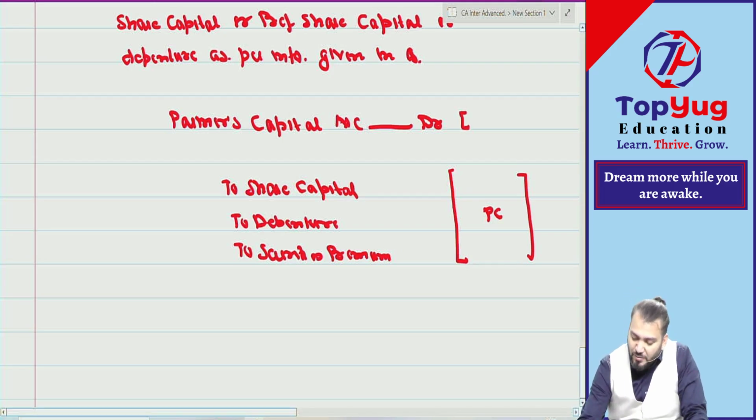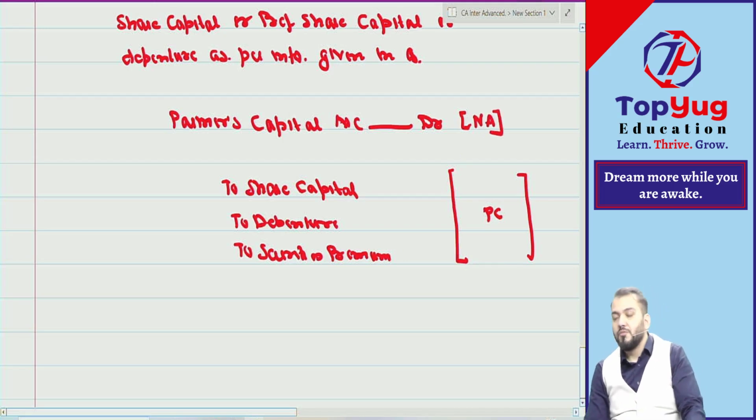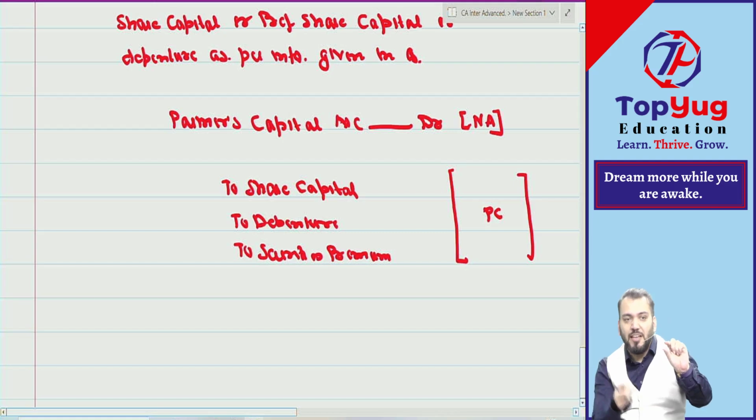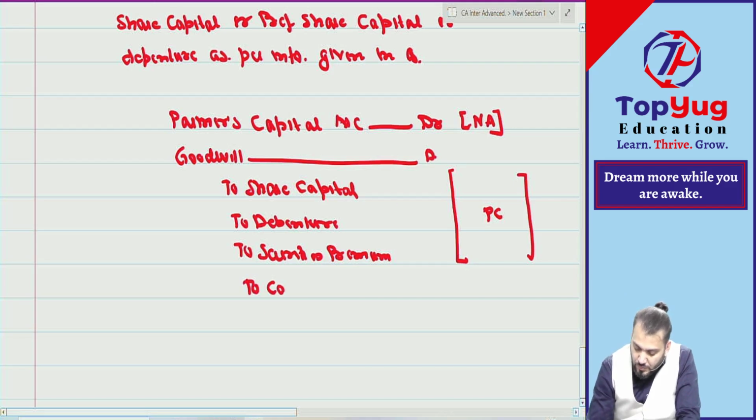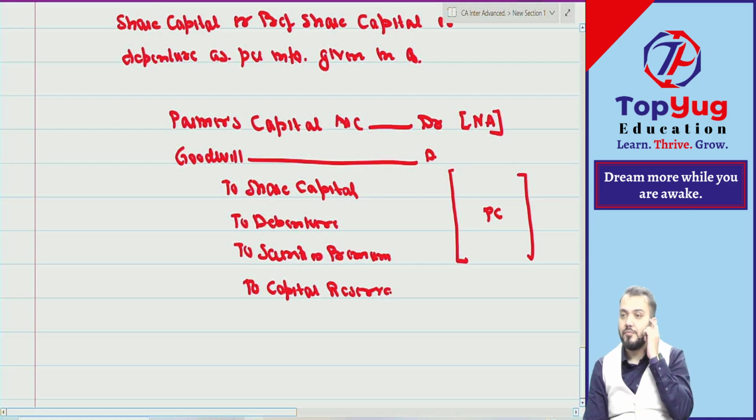And this is nothing but net asset taken over. When I am saying capital, capital means asset minus liability. This is nothing but net asset. The difference will be what? Either goodwill or capital reserve, the balancing figure. Understood?